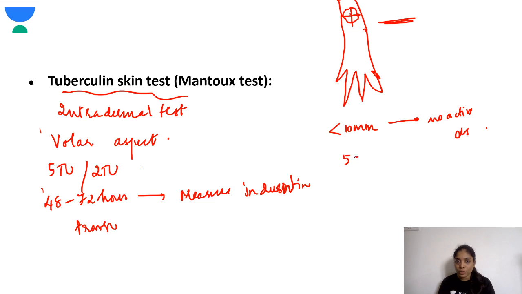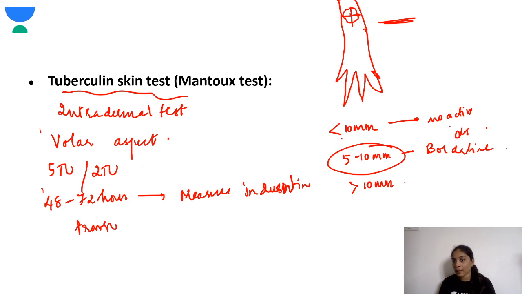If it is 5 to 10 mm, it is borderline. That means if it is an immunocompromised patient, then you take it as positive. Or if it is a contact with an adult patient who is sputum positive for tuberculosis, take it as positive. But if it is more than 10 mm, so this is borderline.